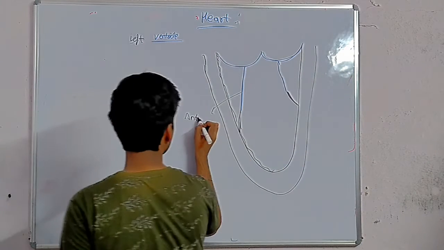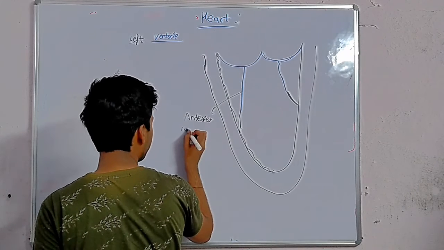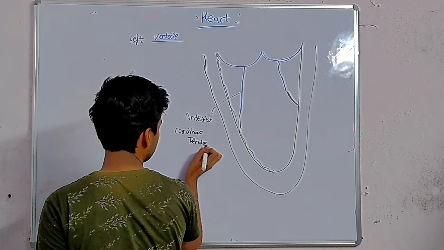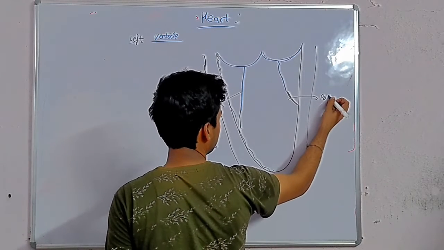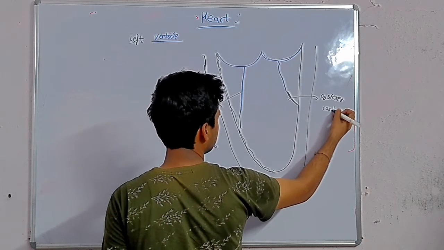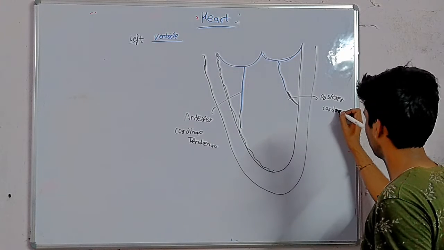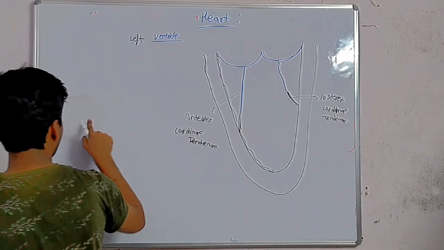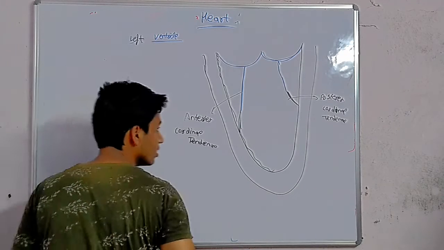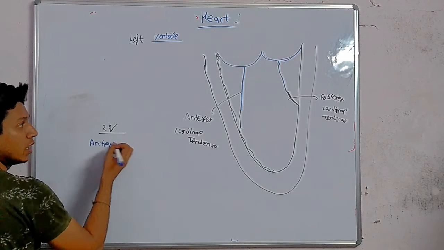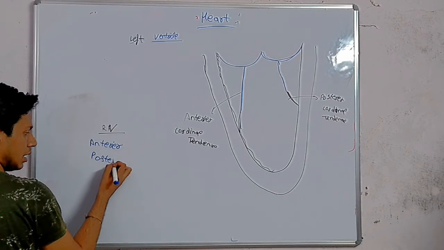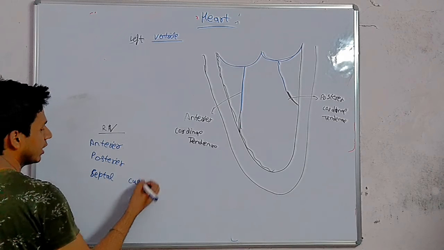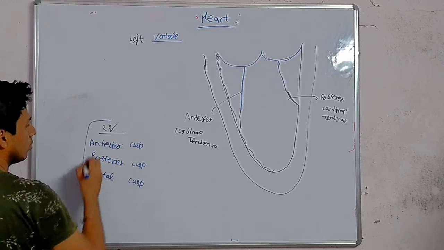These are the anterior chordae tendineae and the posterior chordae tendineae, and these cusps are called the anterior and posterior cusps. In comparison, the right ventricle has three cusps: anterior, posterior, and septal, with their respective chordae tendineae. So this is an important difference.